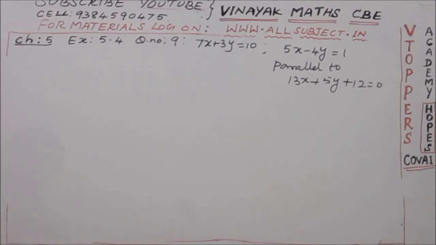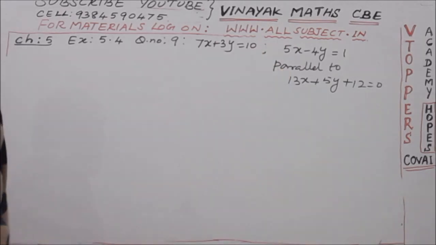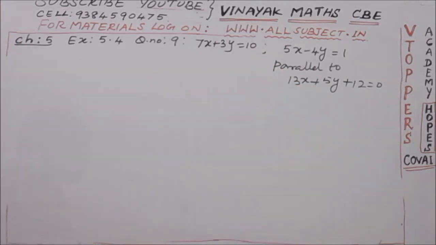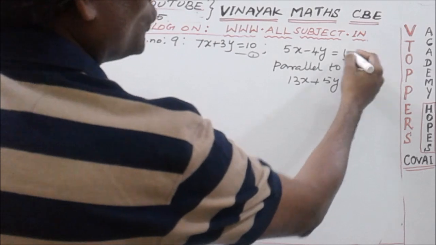Question 9, exercise 5.4. Given, find the equation of the line which passes through the point of intersection of these two lines and is parallel to the line 13x plus 5y plus 12 equal to 0. Let these be equation 1 and equation number 2.